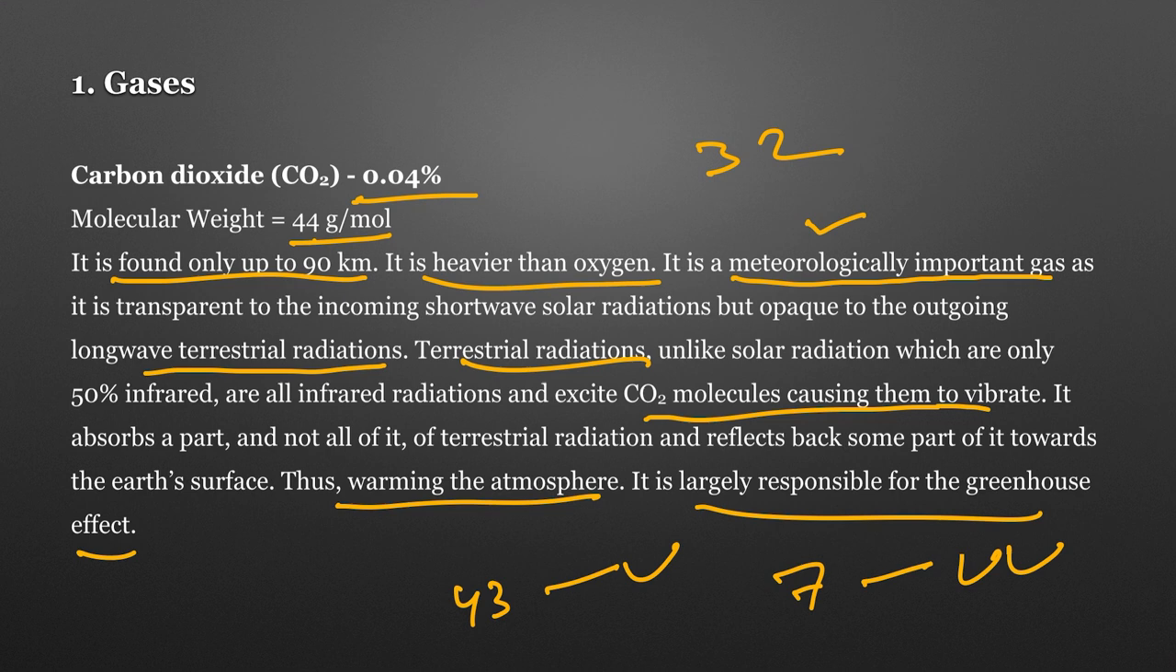Carbon dioxide is the fourth most abundant gas in our atmosphere. It is largely responsible for the greenhouse effect. In fact, it is heavier than oxygen, and it is a meteorologically important gas. A meteorologically important gas is a gas that has an impact on the weather and climate of our atmosphere. It is transparent to the incoming short wave solar radiation, but opaque to the long wave terrestrial radiation. Thus, it helps in maintaining the Earth's heat.